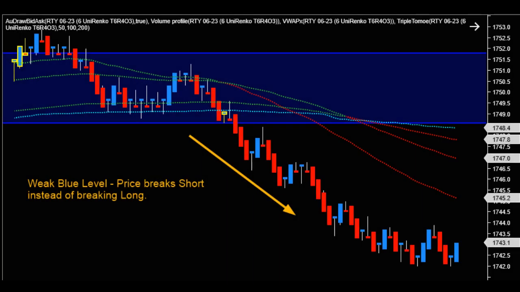Sometimes a level may not be that strong. In other words, price moves in the opposite direction as expected when it breaks from the level. I'm working on some code to address this.